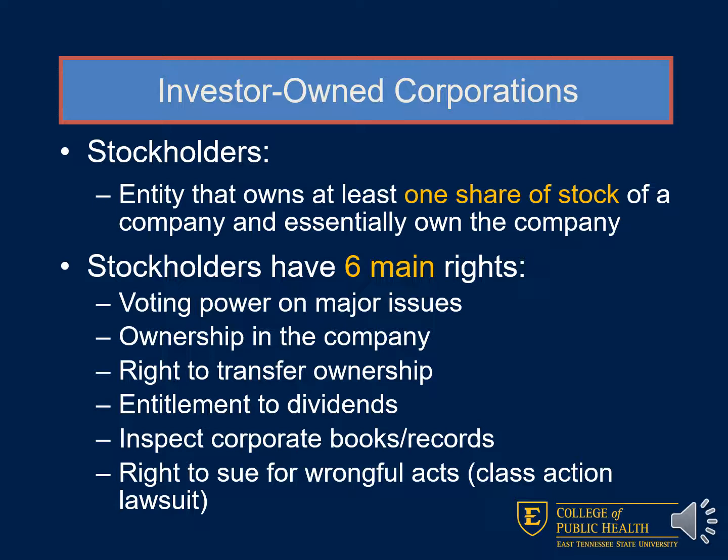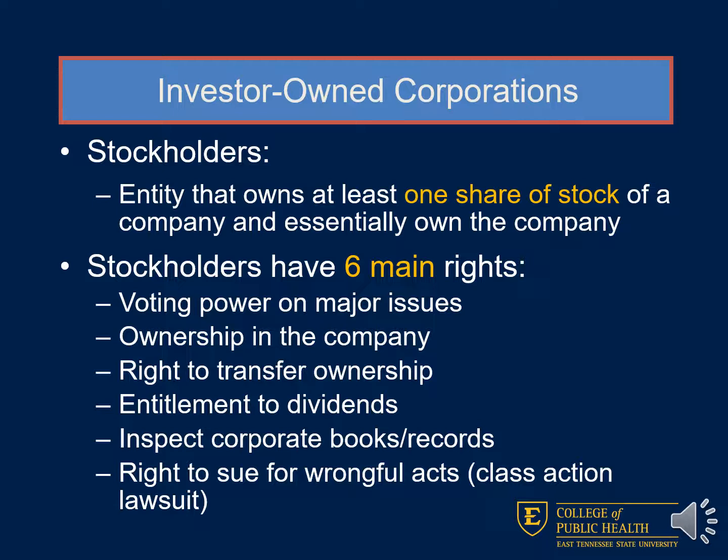Now, the fourth right is the stockholder's right to entitlement of dividends. What this means is that along with the stockholder's claim on assets of the organization, they can also claim any profits that the company pays out in the form of a dividend. So at the end of either the fiscal year, based on how the company performed throughout that year, the company may issue dividends to any stockholders for the organization.